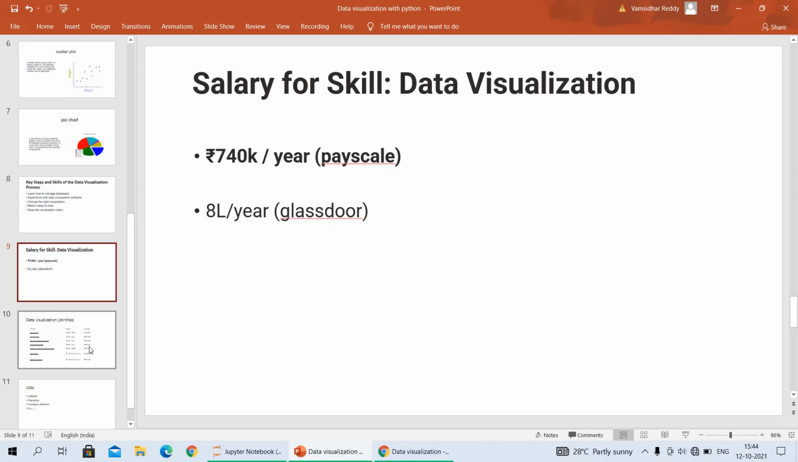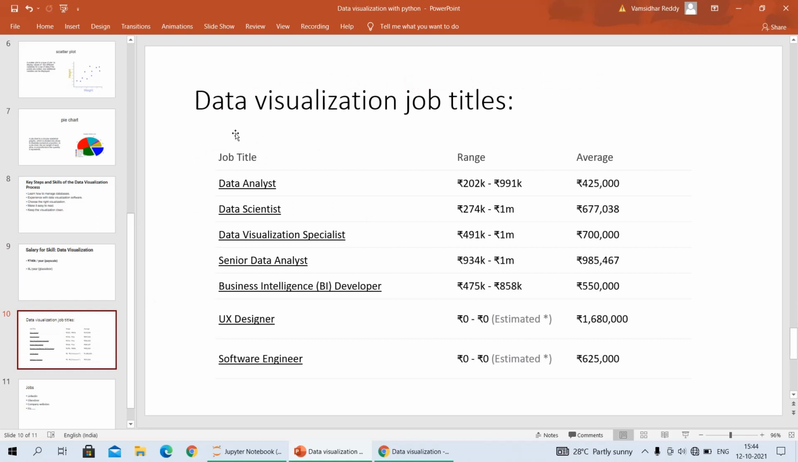Okay, and data visualization job titles, where we can use data visualization: data analytics, data science, data visualization specialist, senior data analyst, business intelligence, BI developer, UX developer, designer, software engineer. According to PayScale I have arranged these, and I searched only from Google. These are some of the job titles related to data visualization.